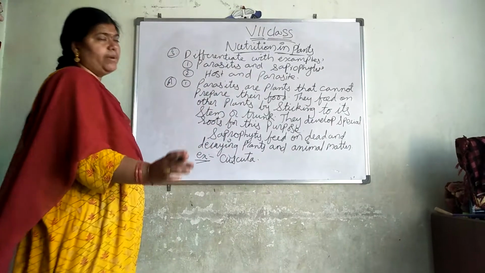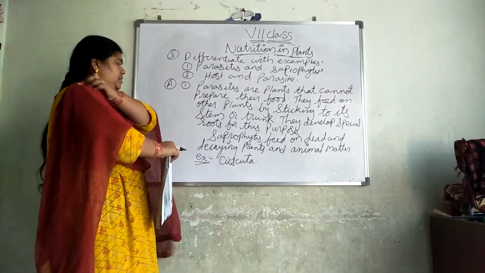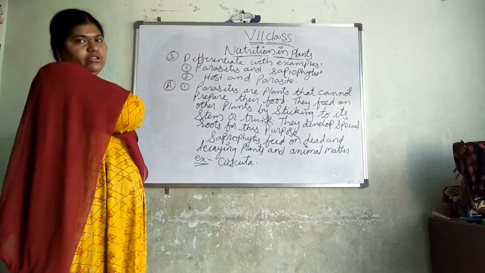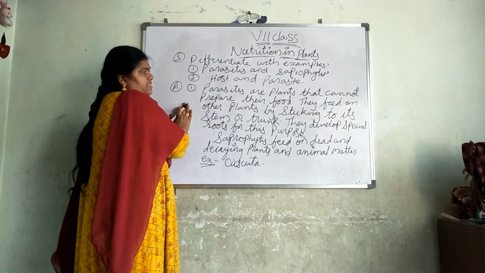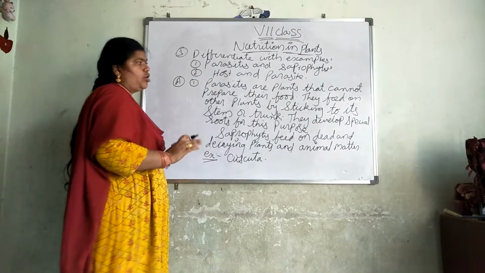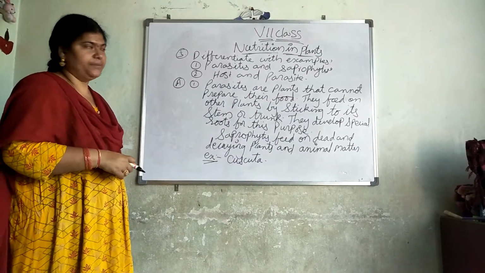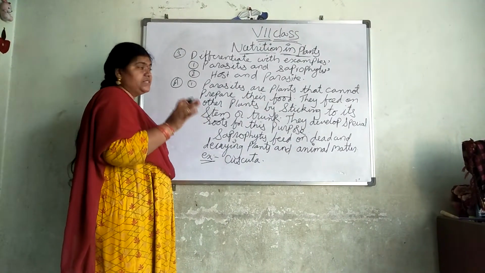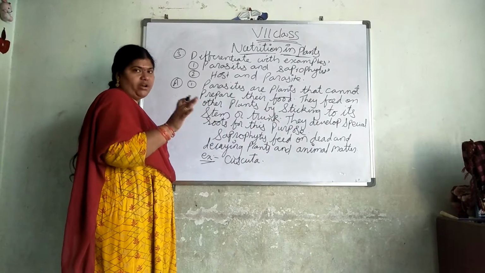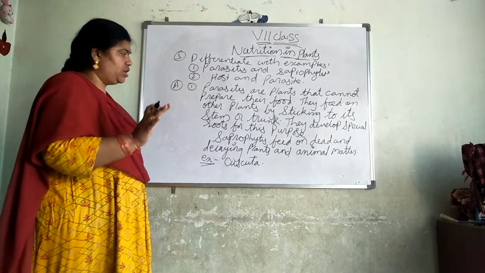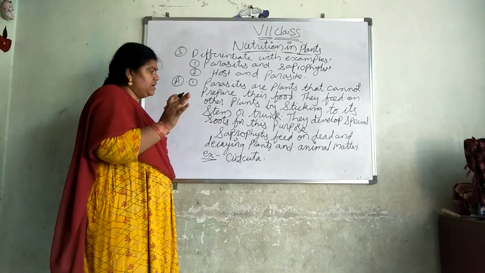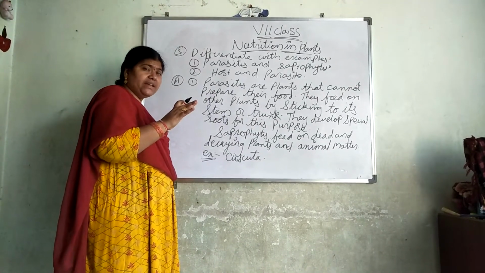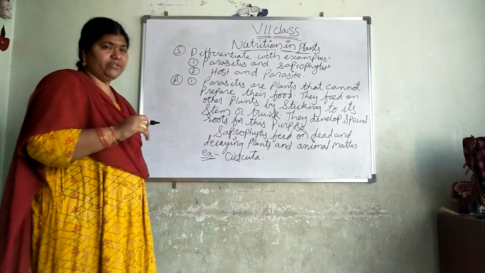So first let us see about the parasitic plant and the saprophyte. Next I will tell about the host. So when we are discussing parasites: parasites are plants that cannot prepare their own food by themselves. They feed on other plants by sticking to their stem or trunk. They develop special roots for this purpose. I hope when I explained you understood about parasitic plants. What is the example of a parasitic plant? Cuscuta is the example.